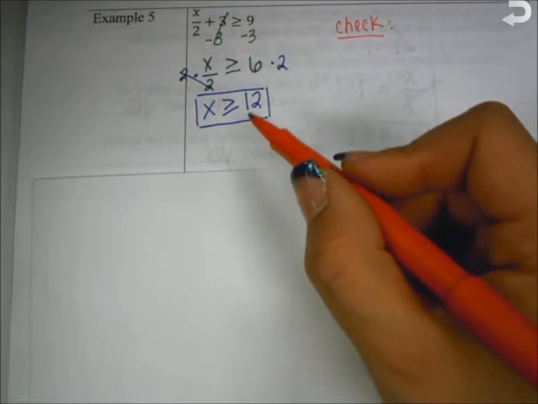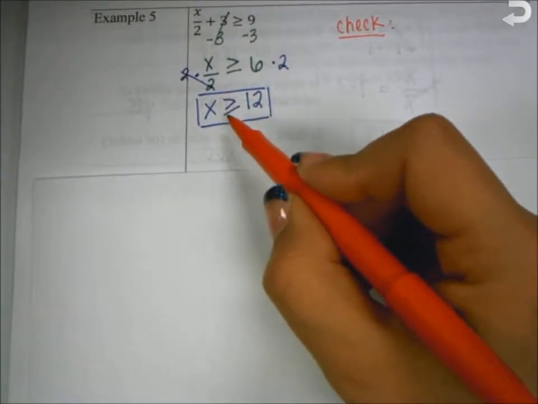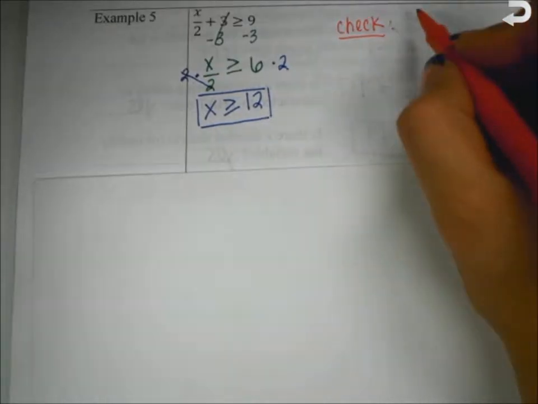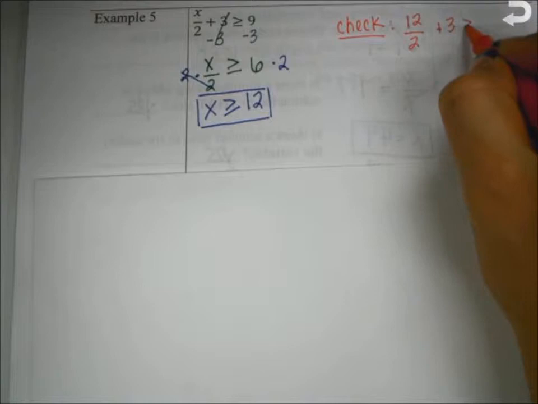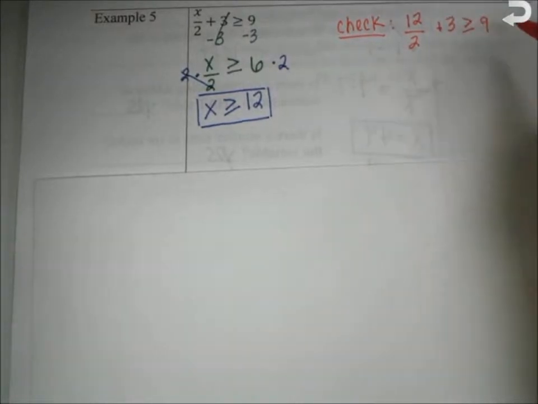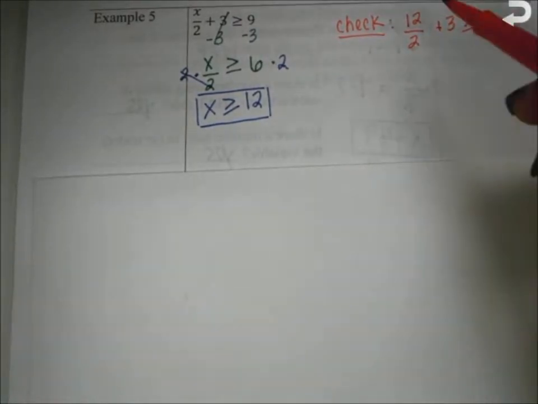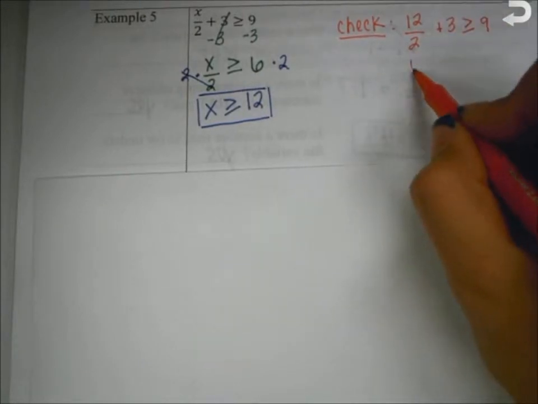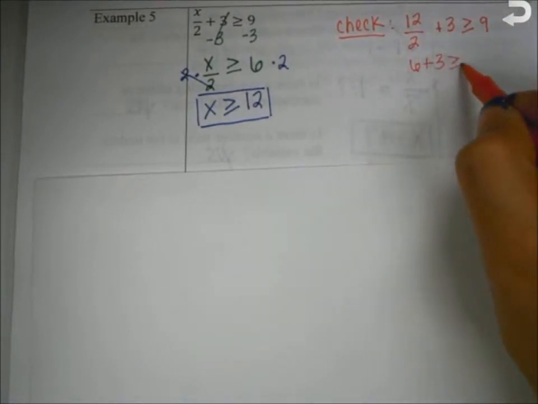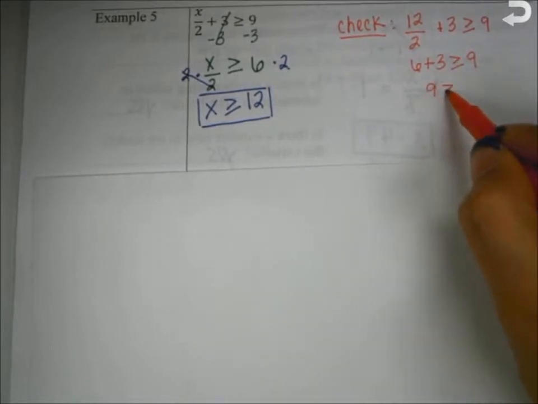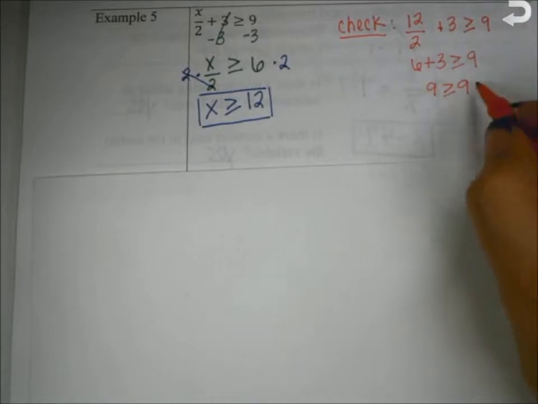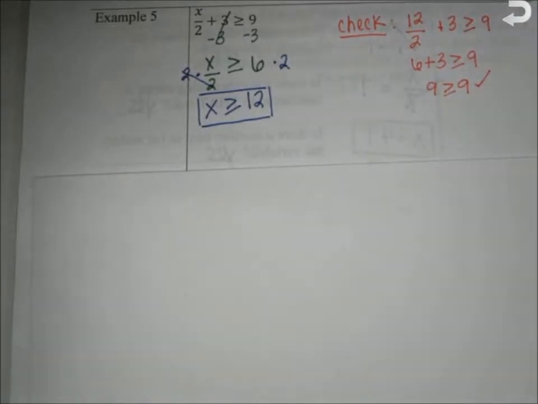So we're going to plug in 12 over 2 plus 3, and we want that to be greater than or equal to 9. Okay, everybody, 12 divided by 2 is 6, plus 3, greater than or equal to 9. And what's 6 plus 3? 9 greater than or equal to 9. Is that true? Yes, it is. Very good. How many of you checked it before I asked you to? Air high fives to all of you.